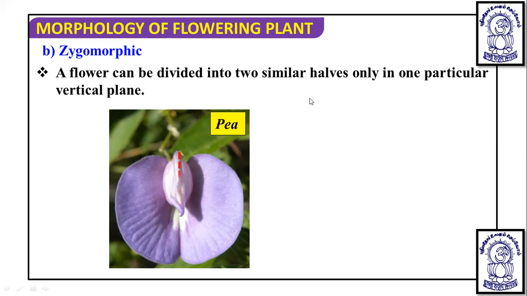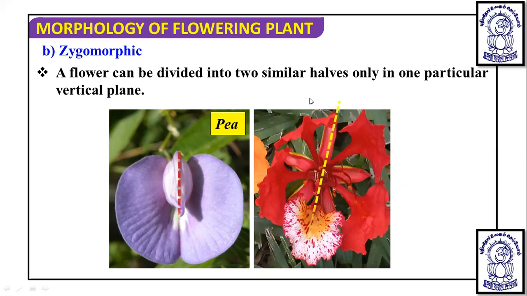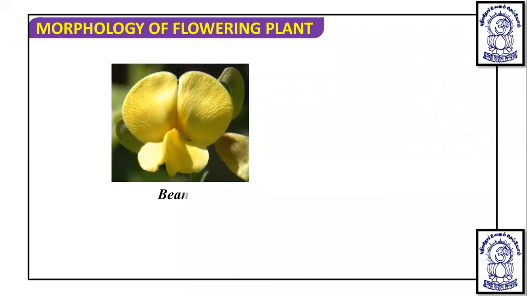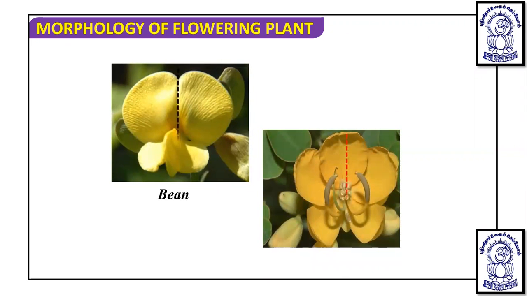Now this is the pea. Okay, this particular one shows the pea. Apart from this, you can cut this also in this plane, and this is a Gulmohar. So in pea and Gulmohar, you will see the presence of zygomorphic symmetry. Okay, dear students, I hope you understood this. Apart from Gulmohar and pea, some other examples are there, like bean. In this you can cut only from this plane. And one more example is cashew, where also you can cut into two equal halves from any one plane. So this is zygomorphic or bilateral symmetry.